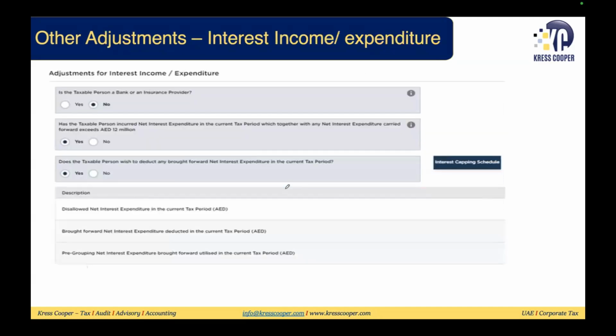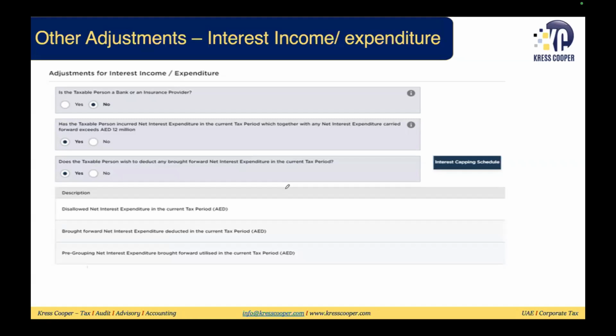Then this is a very important adjustment, for the interest income or expenditures. This is part of the return as well. What is the rule for the interest income or expenditure? First thing they are asking, we need to net it out. We need to consider the net interest expenditure. We need to adjust the income against the interest expenditure.